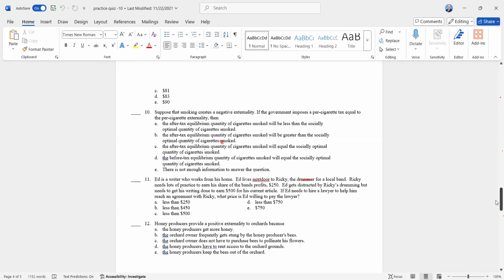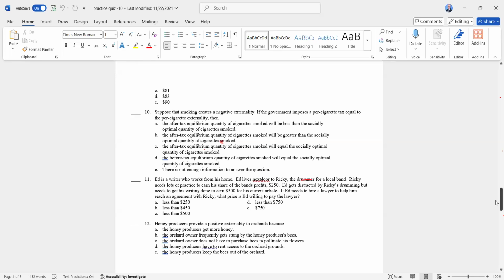All right, number 11. This is the Coase theorem in action. Ed, a writer, works from his house. Ed lives next door to Ricky, the drummer for a local band. Ricky needs lots of practice to earn his share of the profits, $250. Ed gets distracted by Ricky's drumming, but needs to get his writing done to earn $500 for his current article. If Ed needs to hire a lawyer to help him reach an agreement with Ricky, what price is Ed willing to pay? All right. Well, Ed cannot pay more than 500 because that's all his benefit.